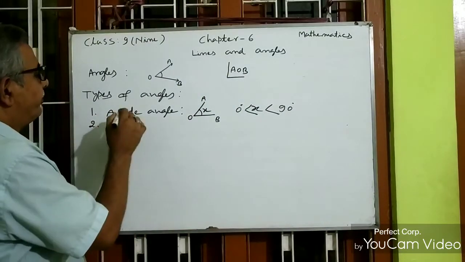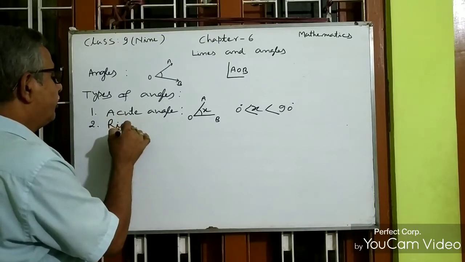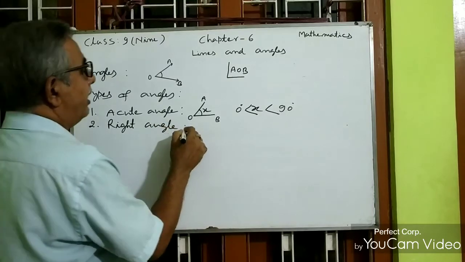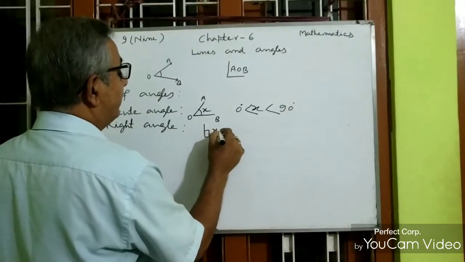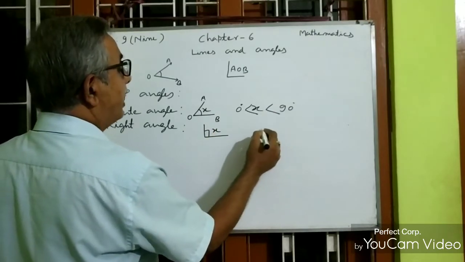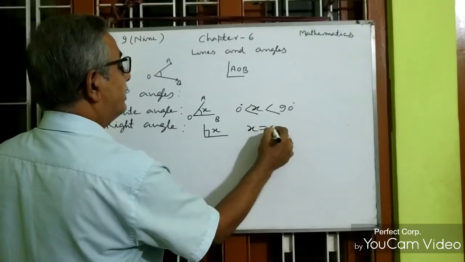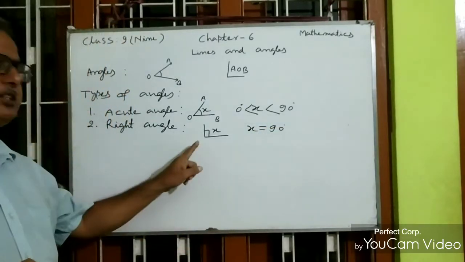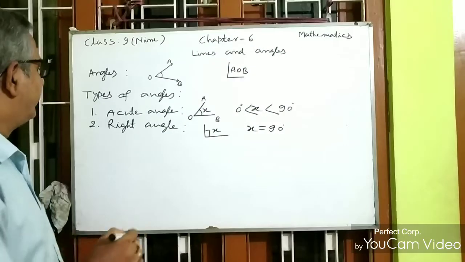Now you see right angle. Which angle is called a right angle? You see, here this is a right angle. X is equal to what? X is equal to 90 degree. An angle of measure 90 degree is called a right angle.